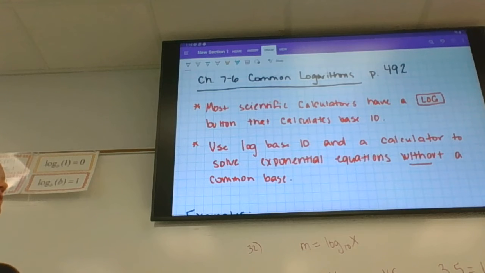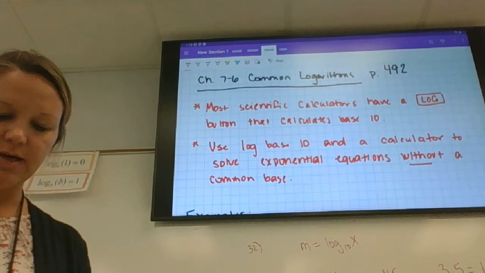So most scientific calculators have a log button, and that log is base 10. A lot of scientific calculators don't have other bases. I'm going to tell you today. So you can use log base 10 in a calculator to solve exponential equations without a common base. So let's look at what I mean by that here.